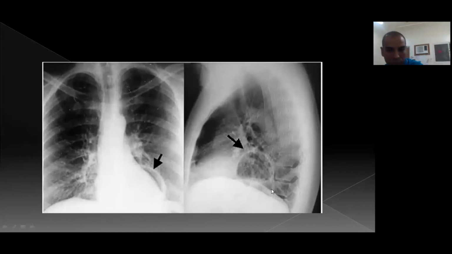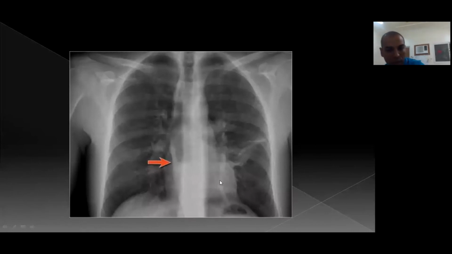This shadow. This one you can see here a gas fluid level, but this one is different from before because it looks like a tubular structure, a large tubular structure with a gas fluid level. It's achalasia of the esophagus.